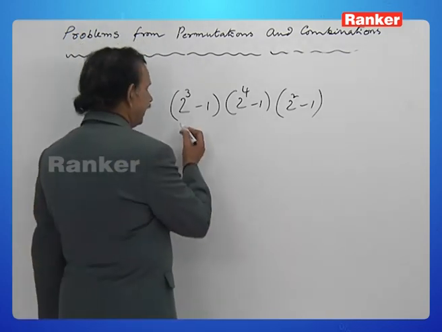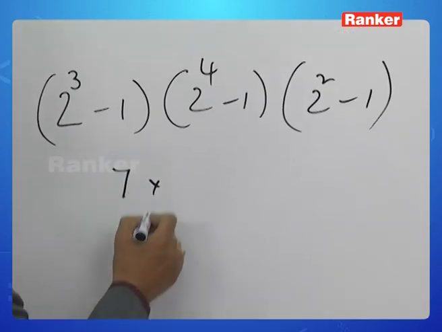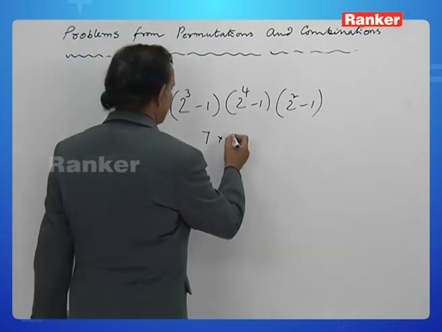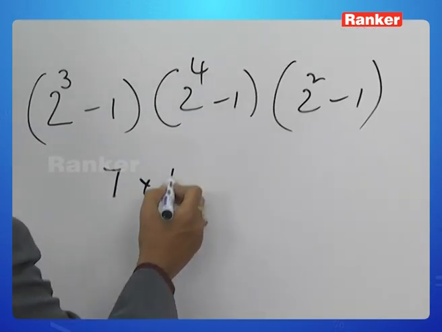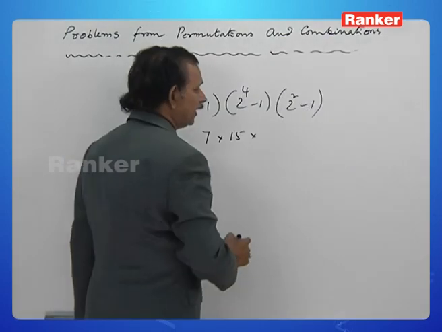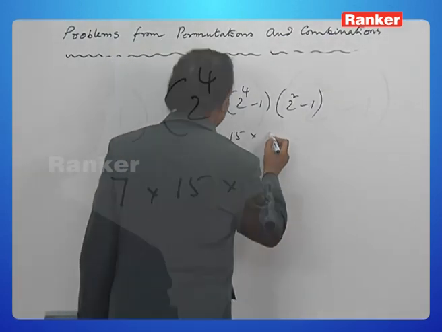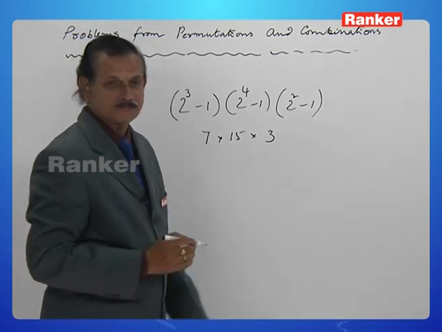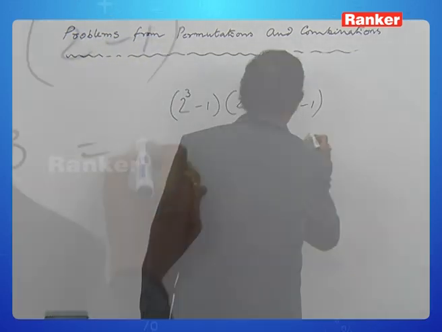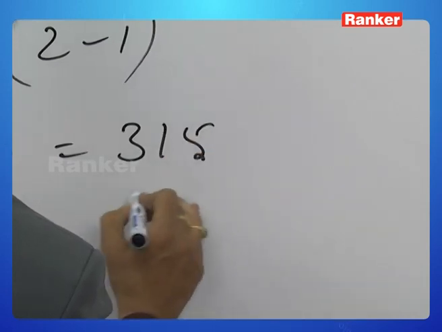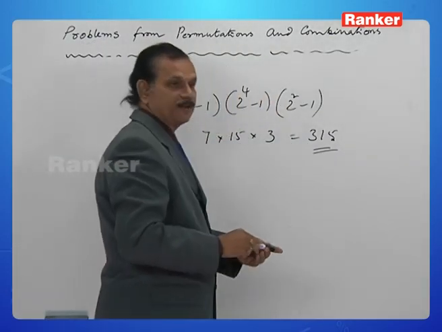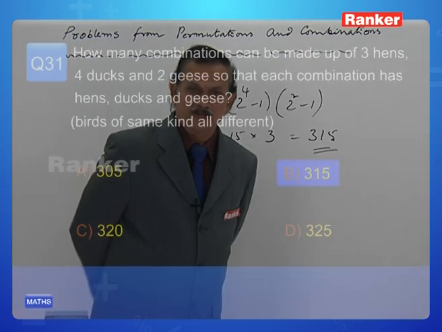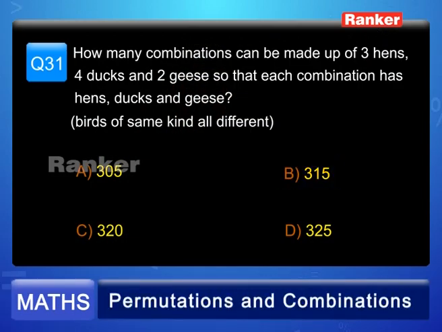What is 2 cube? 8, minus 1 is 7. What is 2 power 4? 16. 16 minus 1 is 15. What is 2 square? 4, minus 1 is 3. 7 15s are 105. 3 into 105 is of course 315. Therefore, what is the correct answer here? 315 is the right option. That is option B.